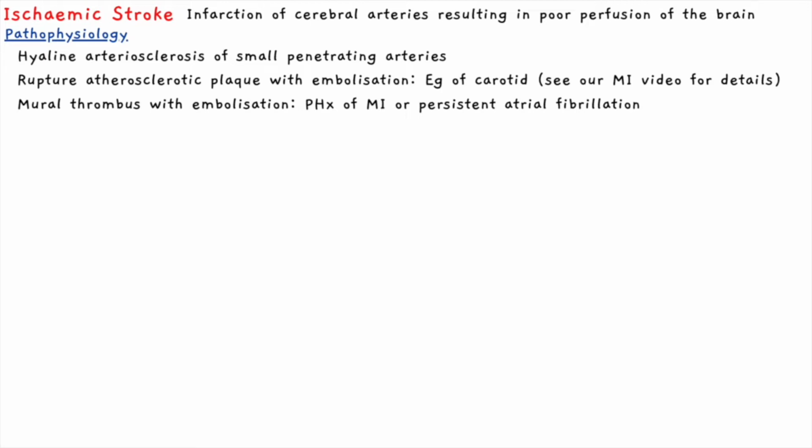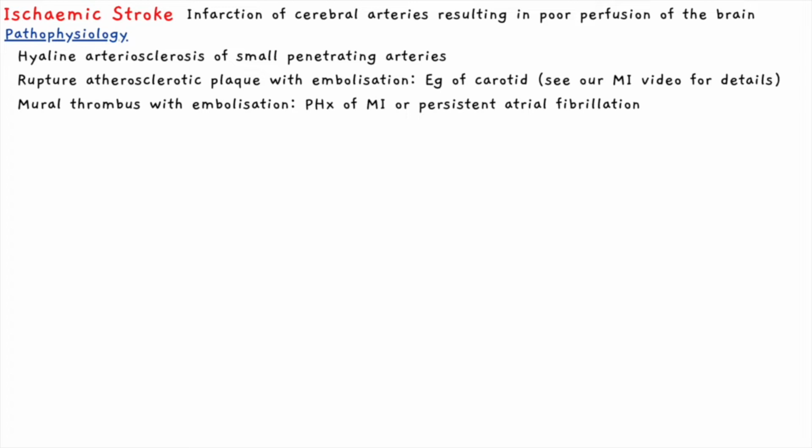If there is poor blood supply to the cerebral arteries, it can be due to a problem of the cerebral arteries themselves, of the main neck arteries, or from the heart. So that's the basis of the pathophysiology. Hyaline arteriosclerosis of small penetrating arteries in the brain is often associated with hypertension. It's the small arteries that are affected because they have a smaller diameter to start off with, so some arteriosclerosis will have a bigger impact than in larger arteries.